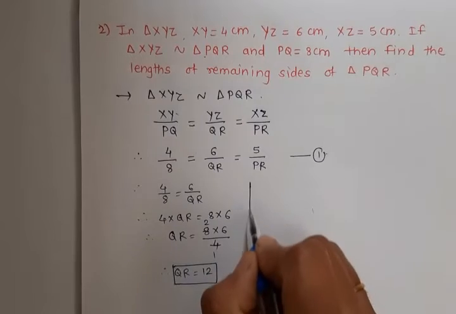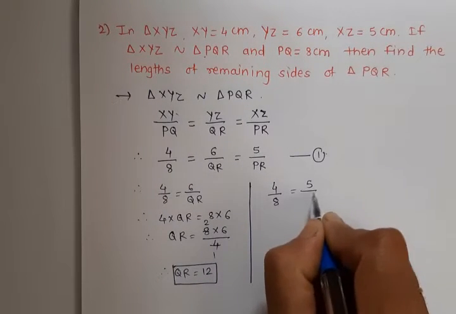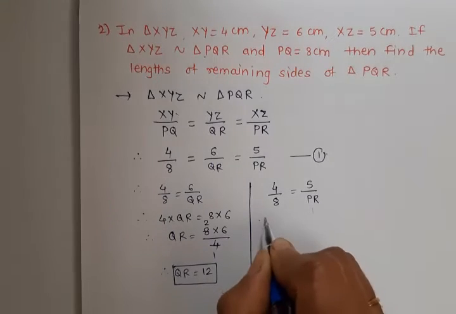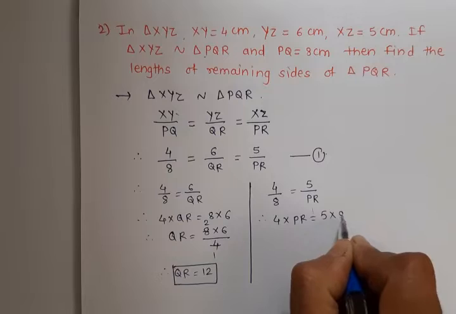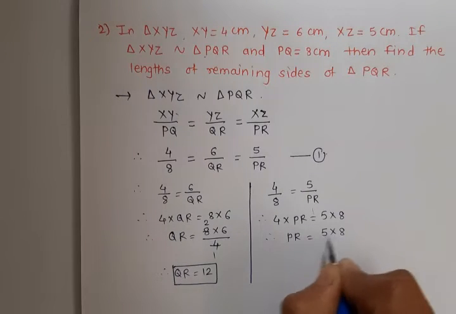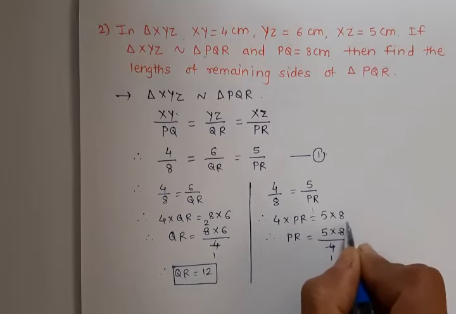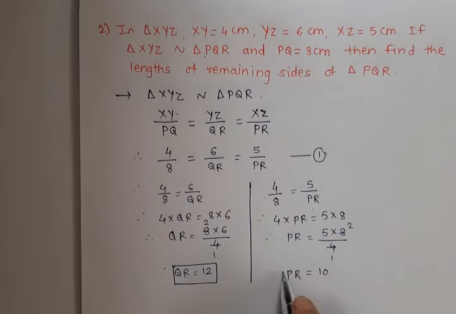Now from 1 only, we'll take the ratio of 4 upon 8 which equals 5 upon PR. Again we'll do the cross multiplication, 4 into PR equals 5 into 8. Therefore PR equals 5 into 8 divided by 4. 4 1s are 4, 4 2s are 8 and 5 2s are 10. So the value of PR equals 10. Okay, everyone understood this one. Now the last sum you will do yourself.